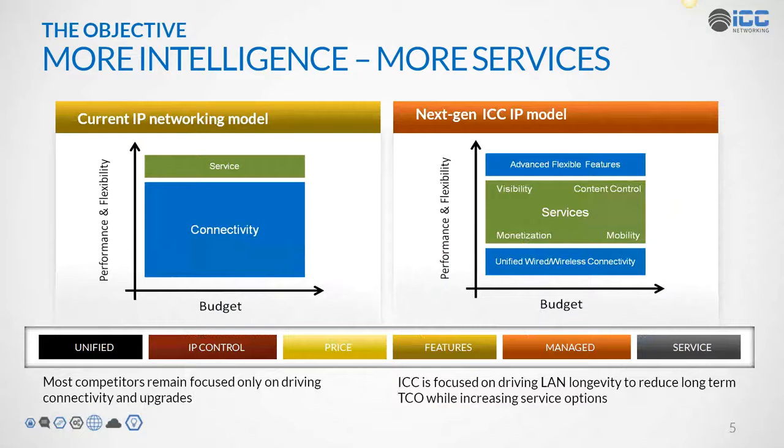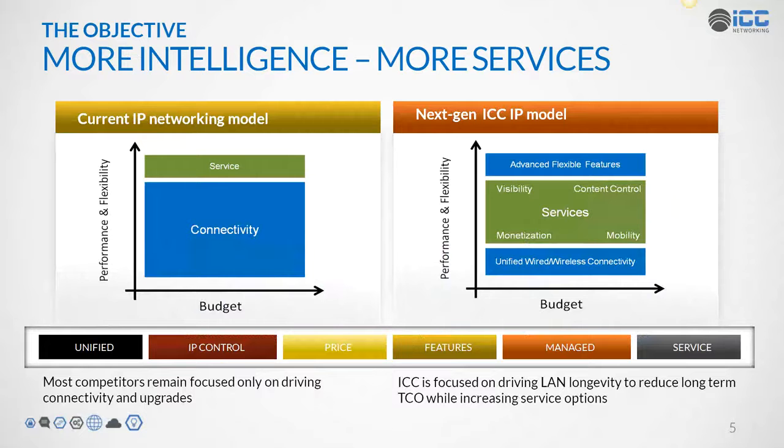So what's the result? What's the actual objective of all of this intelligence? Well, the central objective is how we move from the current IP data networking model today to a next generation IP data networking model. The current model focuses on connecting point A to point B, focused heavily on connectivity with maybe some overlay of service capabilities. However, what we are talking about moving to is a next generation environment where the visibility, content control, monetization, mobility, and the services side of it become the bulk of the interest and use of that network environment and the focus of that network environment.